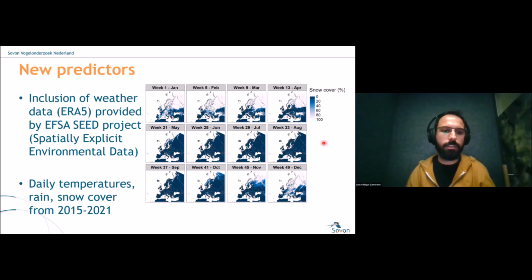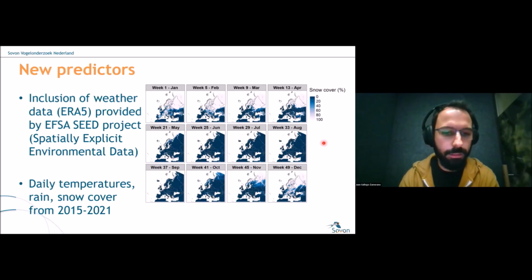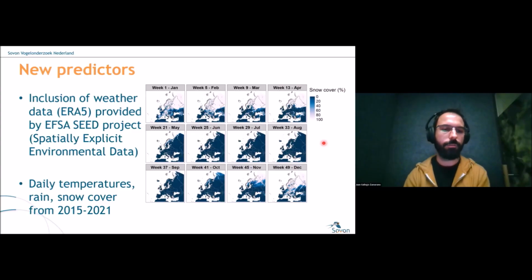That is, for example, weather data. Nowadays remote sensing data is becoming much easier to obtain and to use. So in this exploration of new predictors, we worked together with the SEED project, which is the Spatially Explicit Environmental Data, a project that tries to facilitate the use of remote sensing data for researchers. So we got from them daily temperatures, rain, snow cover from the period of our bird data, so from 2015 to 2021. You can see here, for example, the snow cover at different weeks of the year.